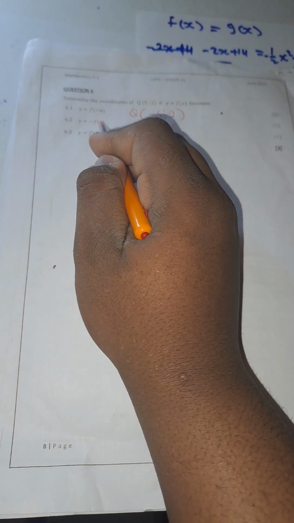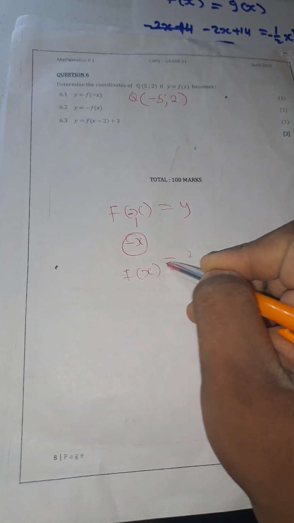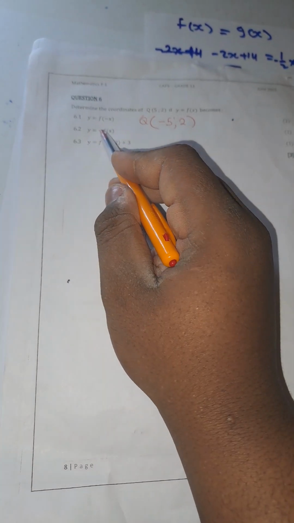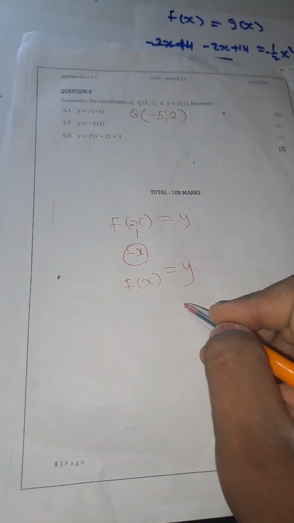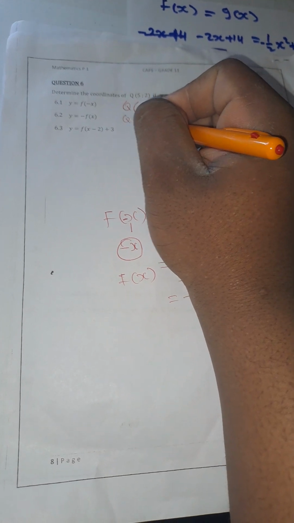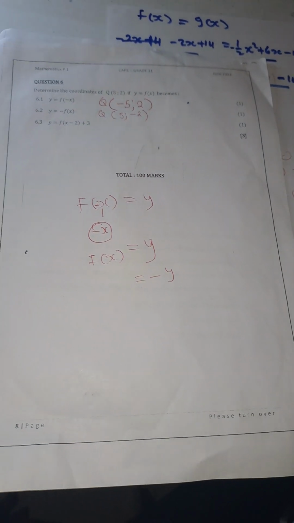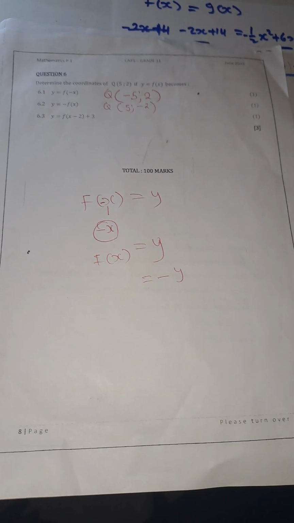And then now they are saying negative f of x. So I said f of x is the same as y. But this time around they said negative f of x. So it is the same as negative y. So number 2, Q is going to be 5 and minus 2. You see?